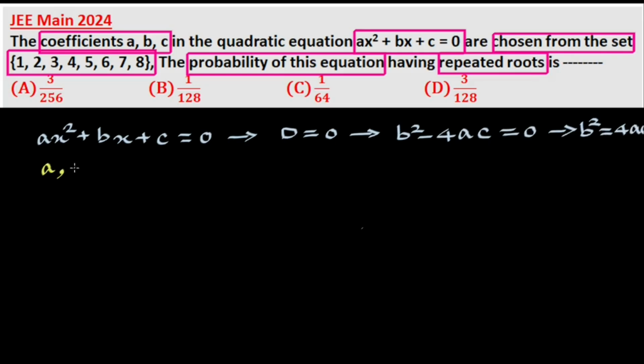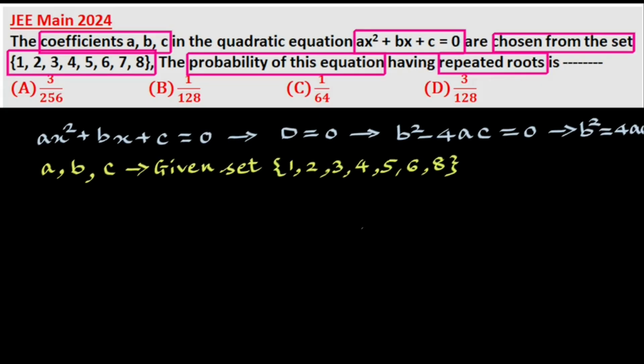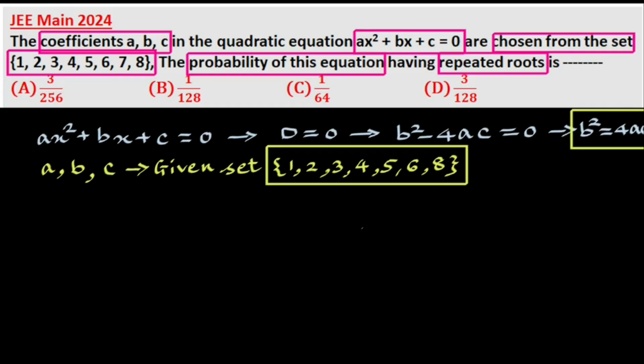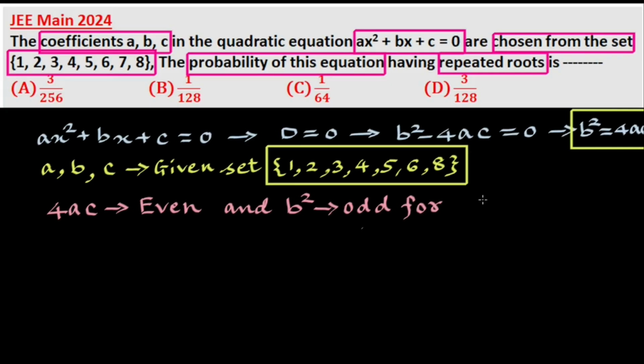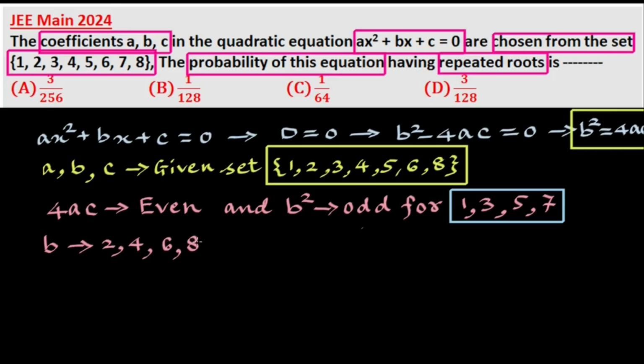We have to choose values of a, b and c from the given set. For repeated roots, numbers in this set must satisfy this condition b square equals 4ac. Now 4ac is even and b square will be odd for odd numbers in the set, that is for 1, 3, 5 and 7, which means we cannot choose a value for b from any of these 4 odd numbers. So we are left with values of b to be even numbers 2, 4, 6 and 8 only.